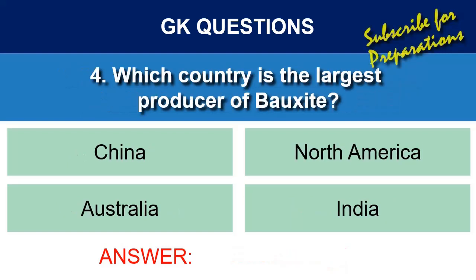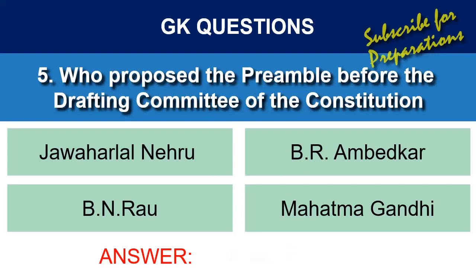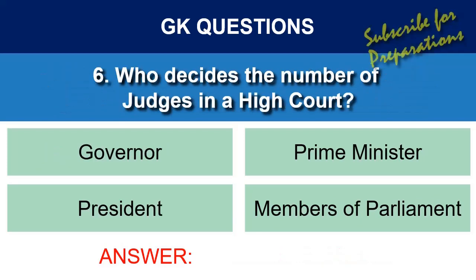Which country is the largest producer of bauxite? Australia. Who proposed the preamble before the drafting committee of the Constitution? Jawaharlal Nehru. Who decides the number of judges in High Court? President.